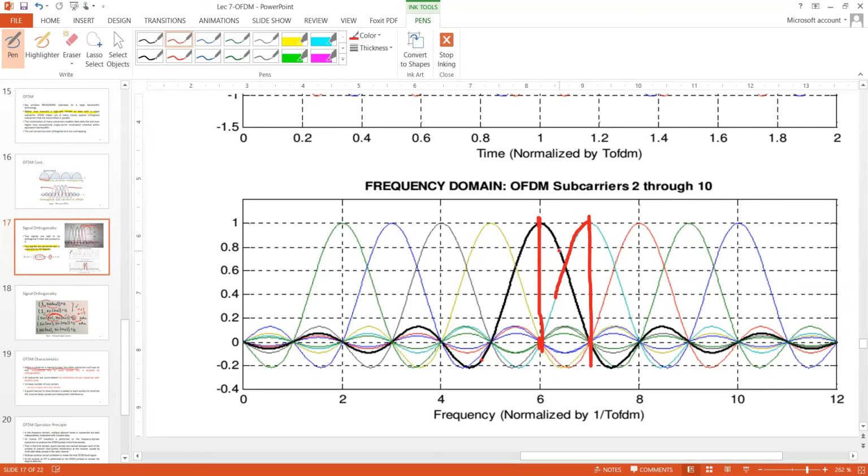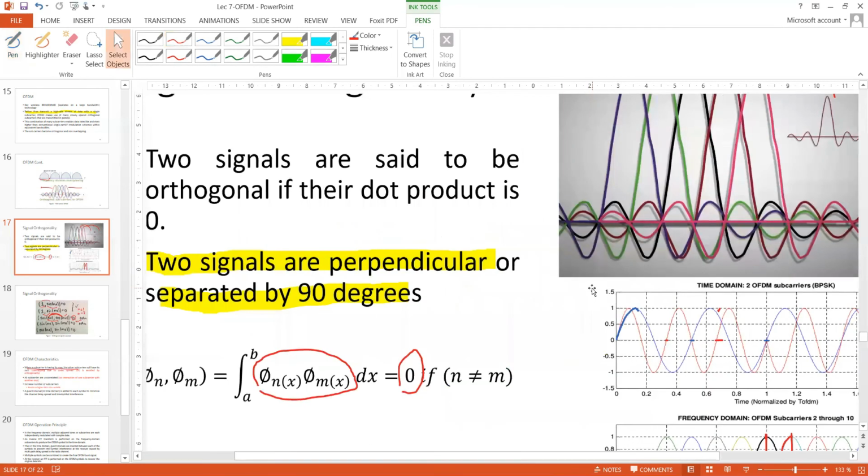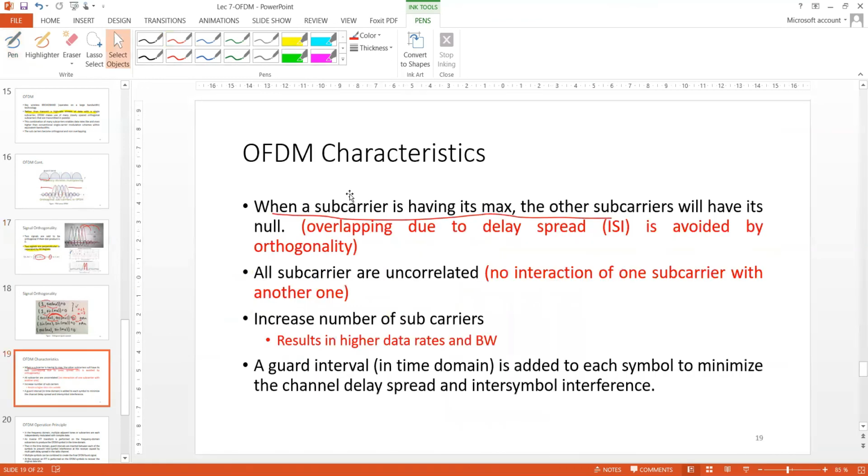So if we have different symbols represented by different subcarriers, only the right symbol, or the correct symbol, will be detected at a particular instant and all other symbols will be ignored. Hence, it can easily avoid the inter-symbol interference, since at a particular instant when the symbol is detected, all other symbols will be equal to zero. So this is the phenomenon which helps in the avoidance of inter-symbol interference.